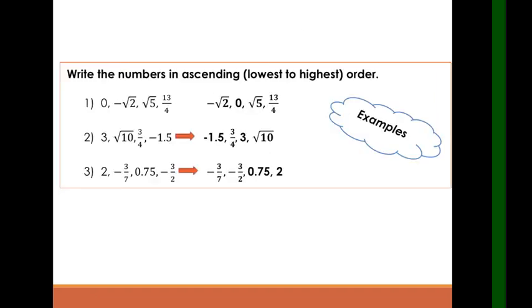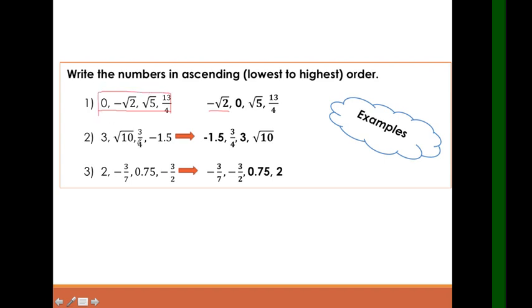Okay? Now, write the numbers in ascending, lowest to highest, order. So we have an example here. Example 1: 0, negative square root of 2, square root of 5, and 13 over 4. Which comes first? Of course, the negative one. Integer siya. So, negative muna. Negative square root of 2. And then, after nun is 0, of course, kasi nasa pagitan ng 0 ang negative and positive. And then, which is bigger, square root of 5 or 13 over 4? Obviously, square root of 5 is the smaller one. And 13 over 4, I think kung i-estimate mo yan, that's equal to 3 point something. So, ibig sabihin, siya yung pinaka-highest sa sets ng number na ito.